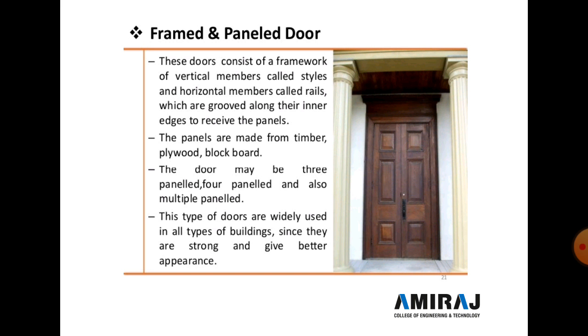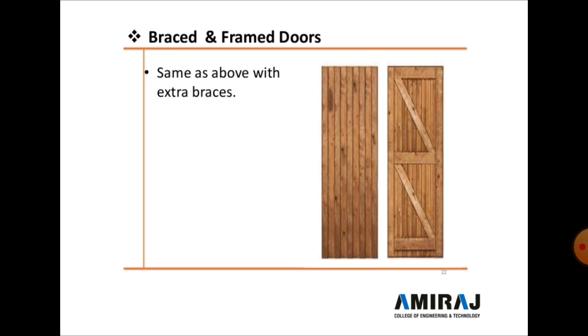So here the panels are made from the timber, plywood, and blockboard. So the door may be 3-panel door or a 4-panel door, and also multiple panel door. So here in this figure 3-panel door is provided, and this type of the door is widely used in the building, and this type of the door gives a better appearance and better look. So generally this type of the door we use in a main entrance door.